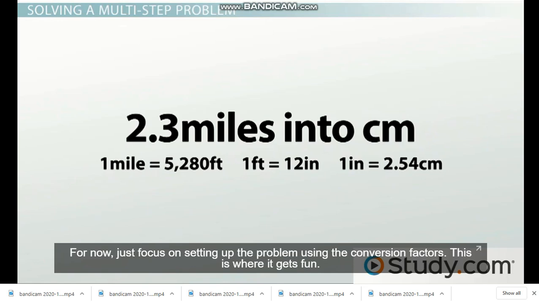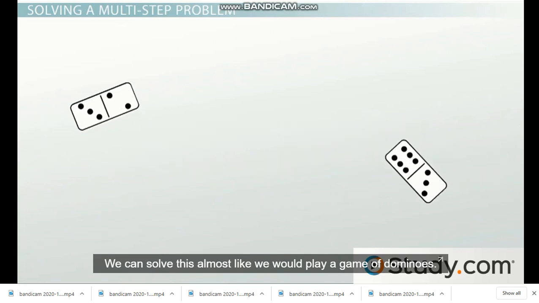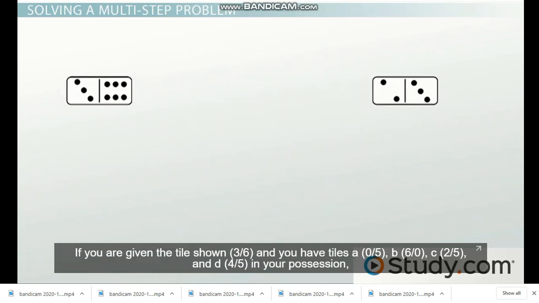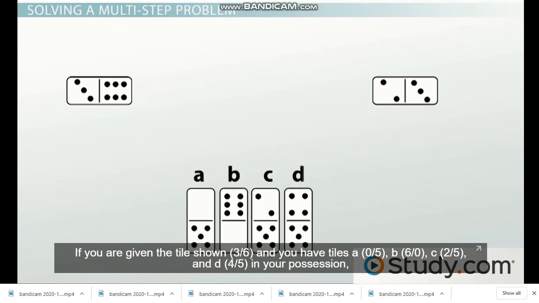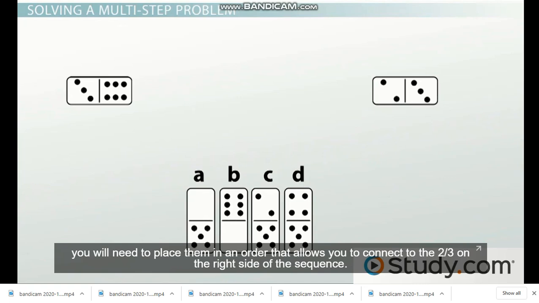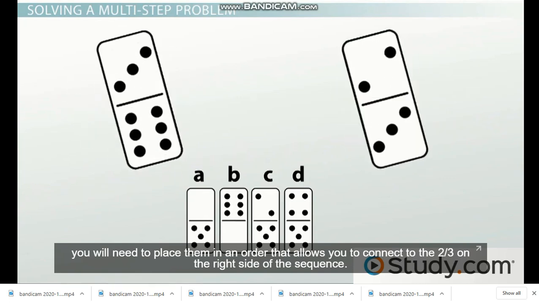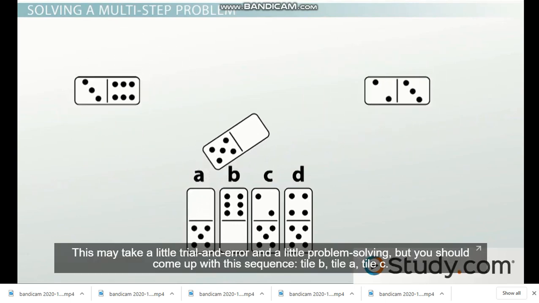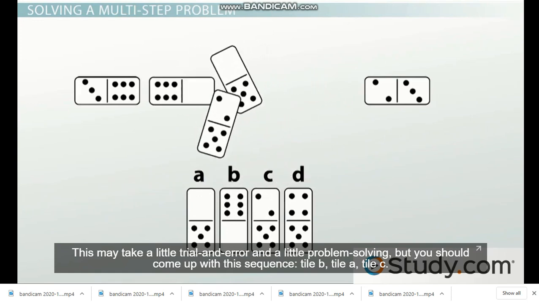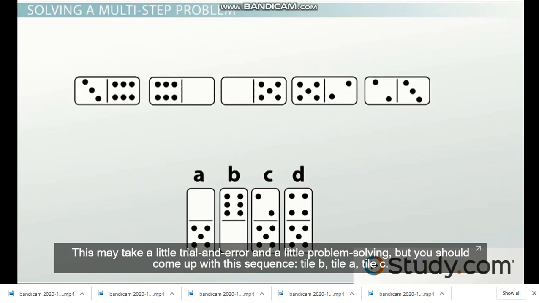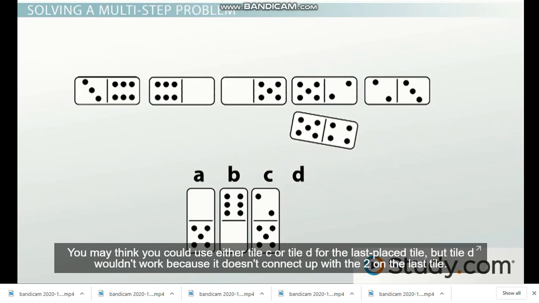This is where it gets fun. We can solve this almost like we would play a game of dominoes. If you are given the tiles shown, and you have tiles A, B, C, and D in your possession, you will need to place them in an order that allows you to connect to the 2 on the right side of the sequence. This may take a little trial and error and a little problem solving, but you should come up with the sequence given tile B, tile A, tile C. You may think you could use either tile C or tile D for the last placed tile, but tile D wouldn't work because it doesn't connect up with the 2 on the last tile.